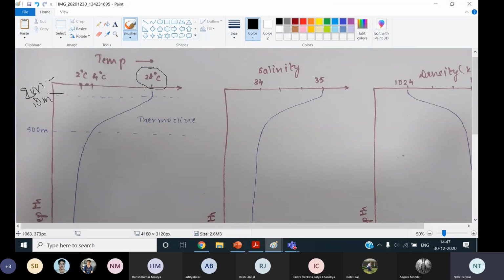So this is the general temperature profile. It can change with latitude, it can change with season. And the other thing to notice is at the surface we have almost constant temperature. Then it starts declining very rapidly. This gradient with depth is known as thermocline.